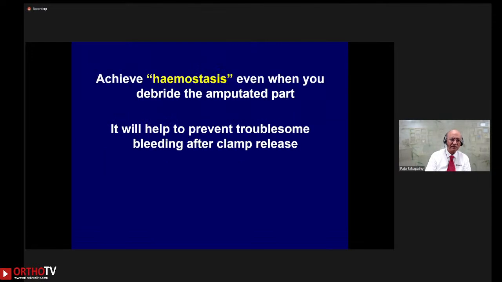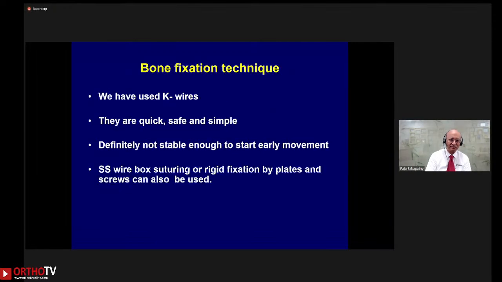And when you do a transmetacarpal replant, I say you must achieve hemostasis in the distal part, even when you debride the amputated part, because it will help to prevent troublesome bleeding after clamp release. So transmetacarpal replant is one replant where achieving hemostasis after the clamp release is difficult. So I am more meticulous in achieving hemostasis when I do a transmetacarpal replant.